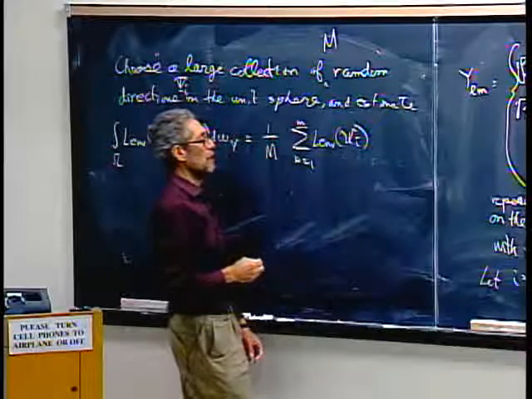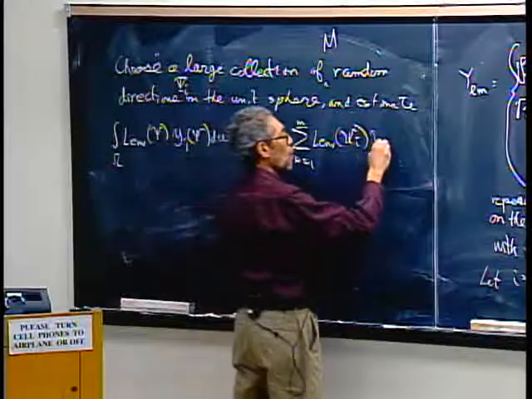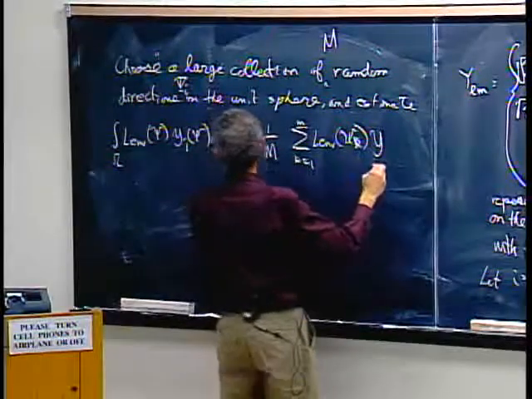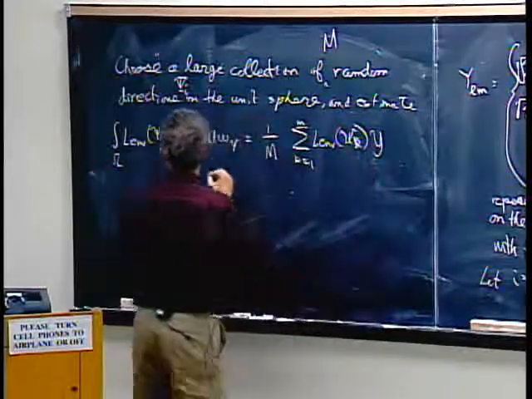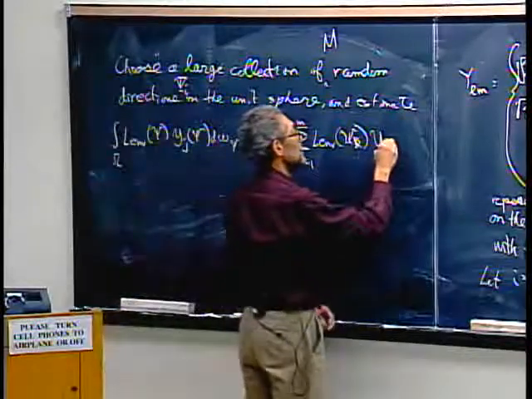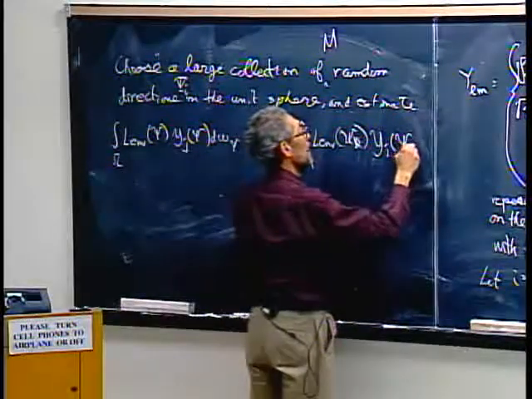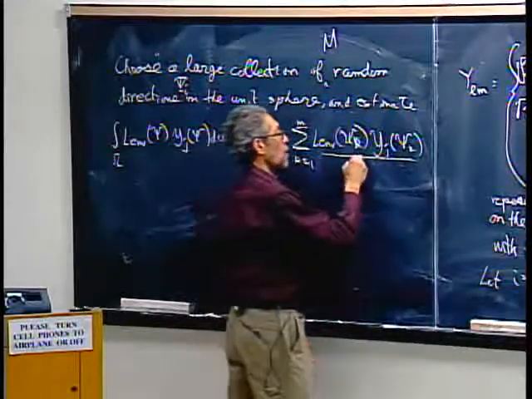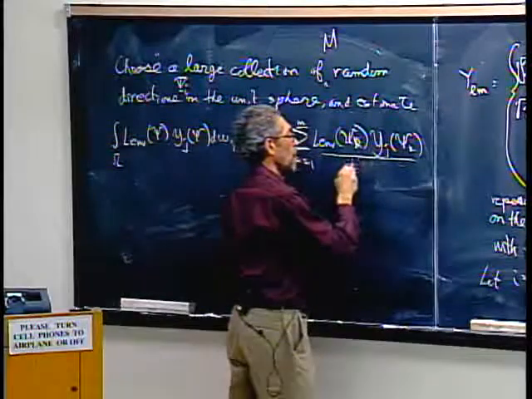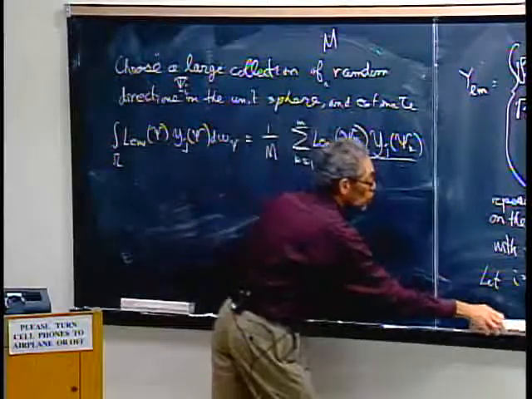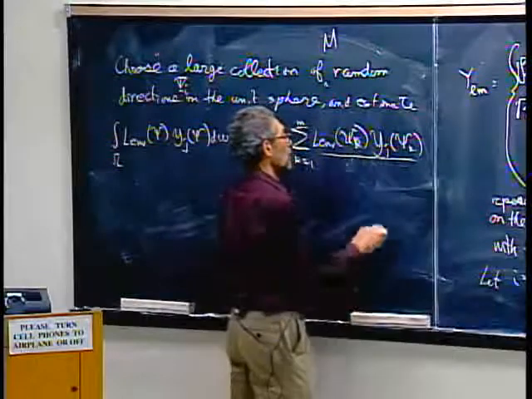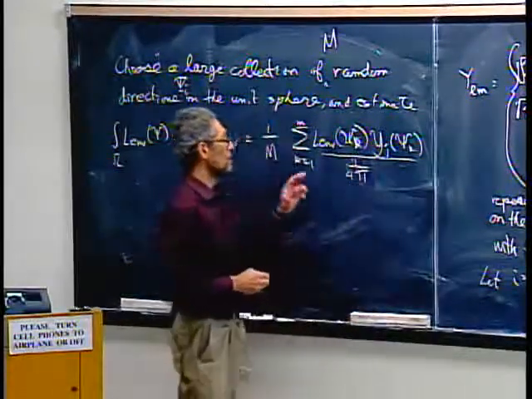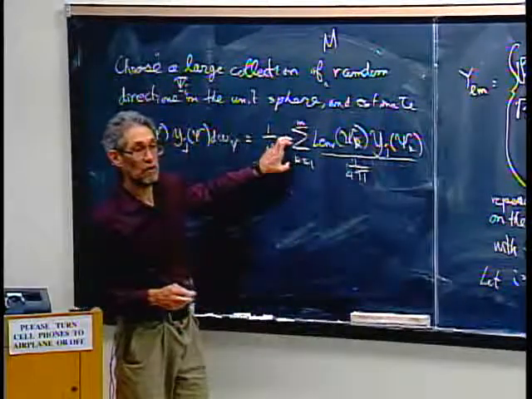And the probability, multiplied by Y_j of psi_k, I was calling them k for my samples, and I'm trying to estimate that. And divided by the probability, which is just 1 over 4 pi, because the total unit sphere has 4 pi on it, so we have to divide by the probability 1 over 4 pi. Right? And that's our Monte Carlo integration.